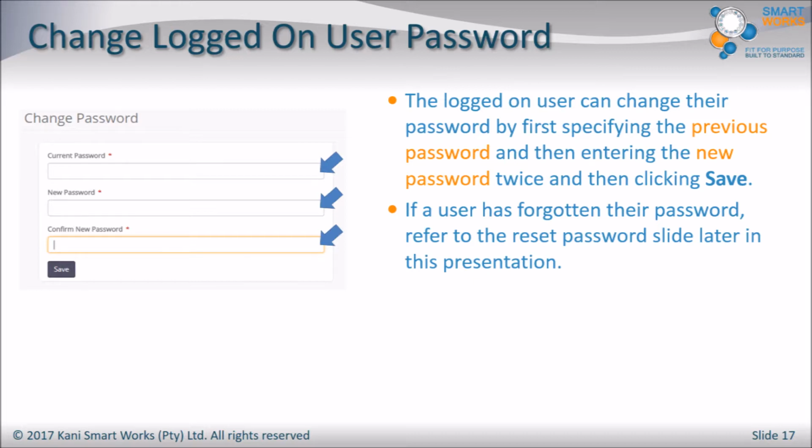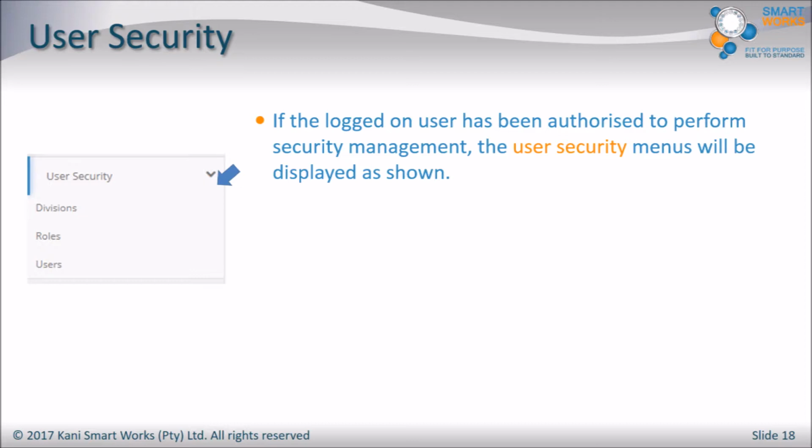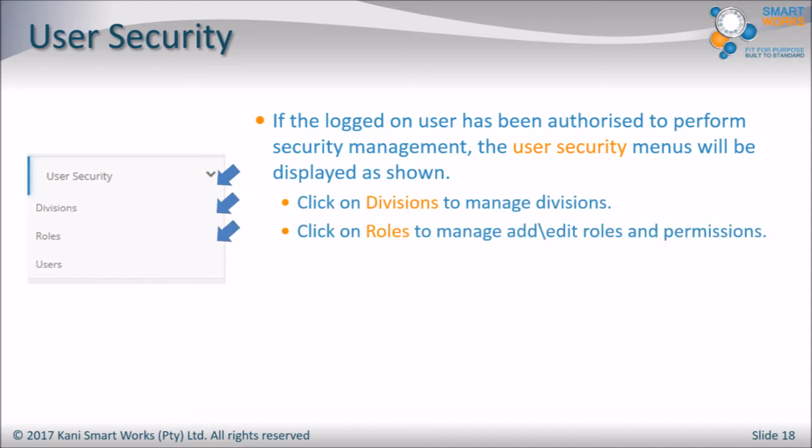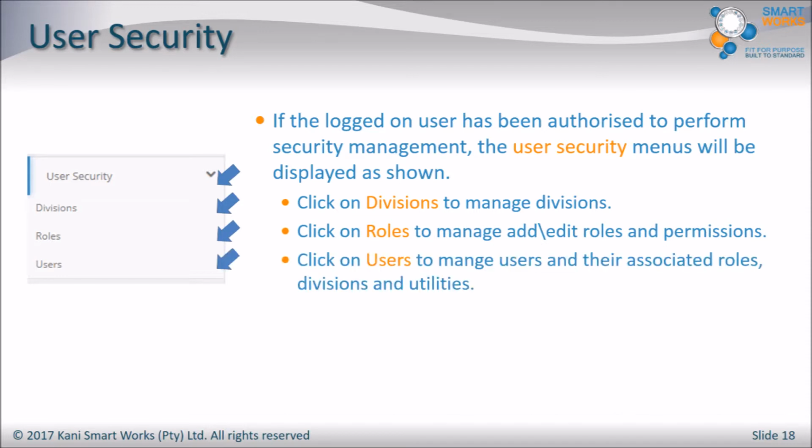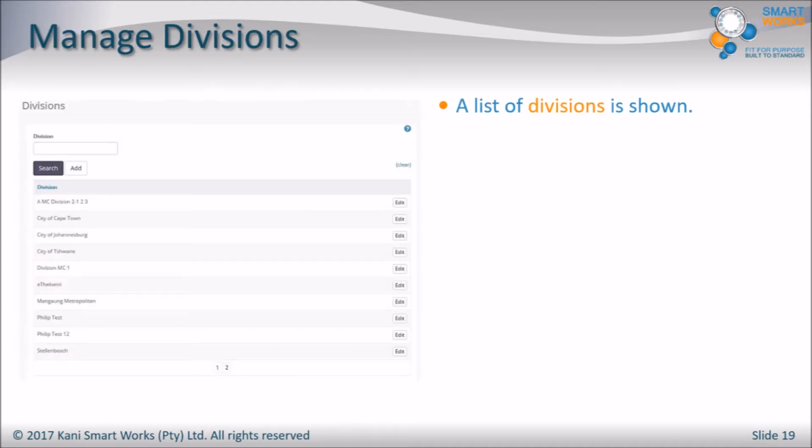Configuring user security. If the logged on user has been authorized to perform security management, the user's security menu will be displayed as shown. Click on Divisions to manage divisions. Click on the roles to manage and edit roles and permissions, and click on Users to manage users and their associated roles, divisions, and utilities. Managing divisions. A list of divisions is shown.